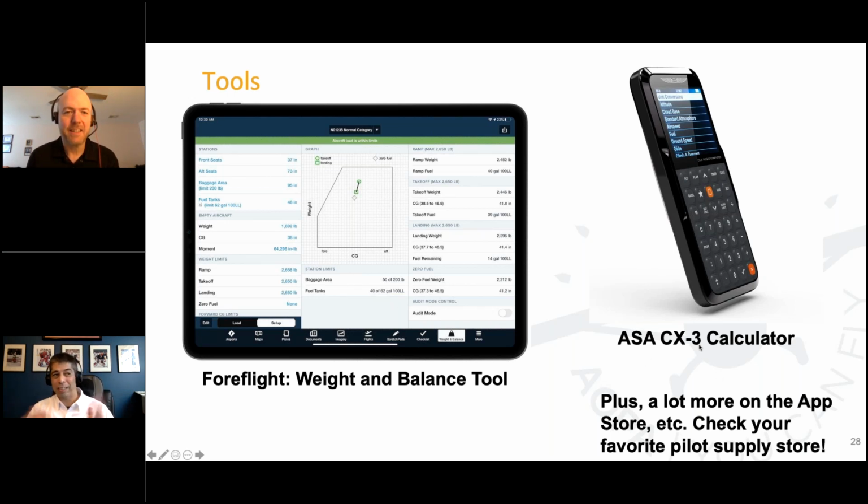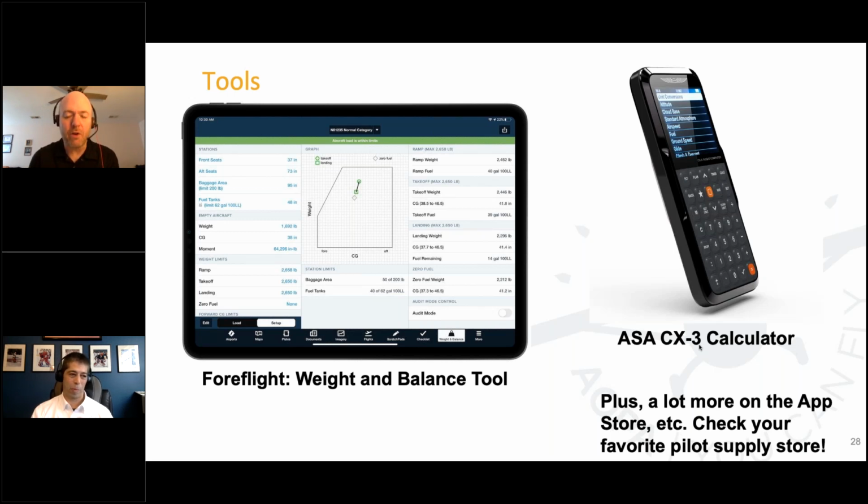And then you got this thing. I've never used this. I don't know what that is, Chris. So ASA makes this CX-3 calculator. This is an update. I have the old version of this. It's still using the black ink LED type. I don't have this newer one, but this one does the same thing.